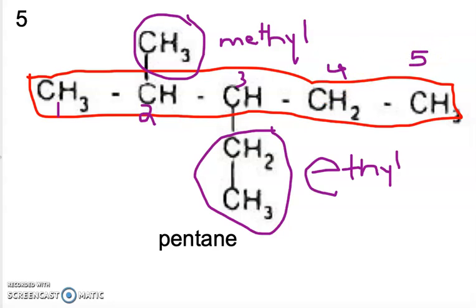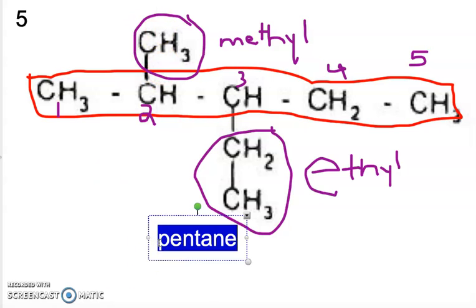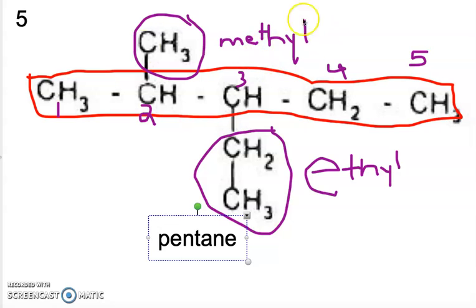Okay, when we go to put that together in the name, we now have a methyl and an ethyl that need to go into here. So they're going to go in alphabetical order. So the ethyl alphabetically comes before methyl. So it doesn't matter about numerical order. It matters about alphabetical order.